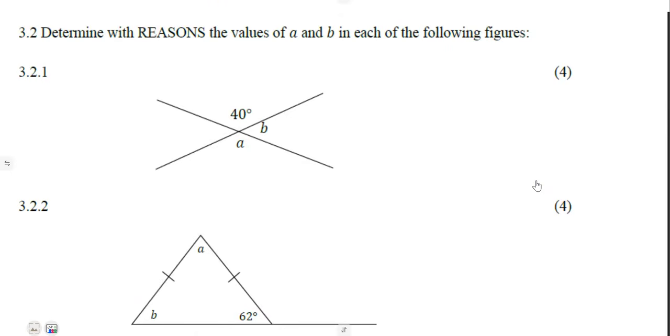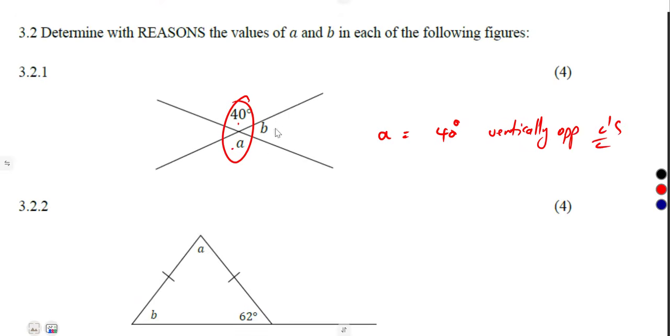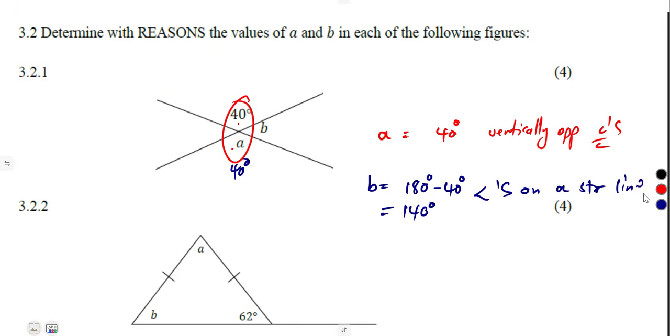On 3.2, we are given to determine with reasons the values of A and B in the following figures. All right, 3.21, exactly direct, guys. Angle A is equal to 40 degrees. Why? Vertically opposite angles, they are equal. Then to find angle B, angles on a straight line, from these 40 degrees. So B is equal to 180 minus 40 degrees, which is 140 degrees. That's angles on a straight line.